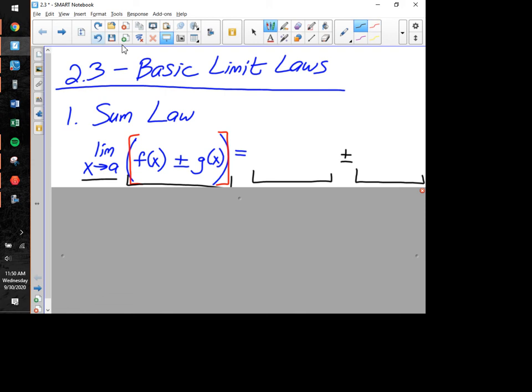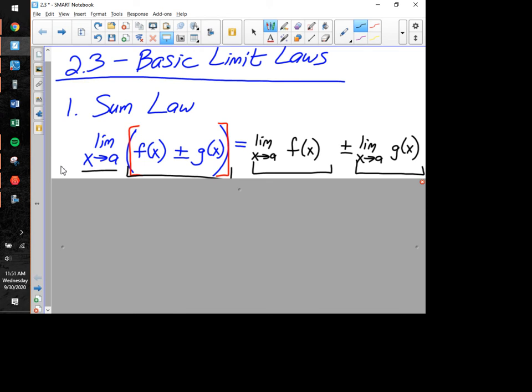We're not distributing here, guys, because you can only distribute a number and a limit is an operation. But the sum law for limits says that the limit of a sum is equal to the limit as x approaches a of the first function, which we've called f of x, plus or minus the same limit as x approaches the same value of the second function, which is g of x. So that's what we mean when we say the limit of a sum is equal to the sum of the individual limits. And we're really not distributing, but that's how a lot of people like to think about it. Now, this one is not overly consequential, I am sorry to say.